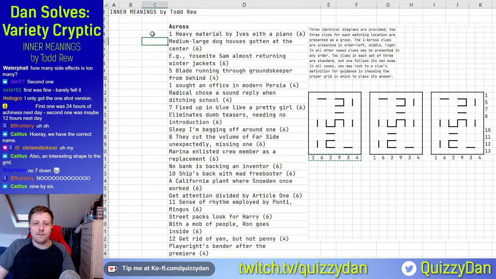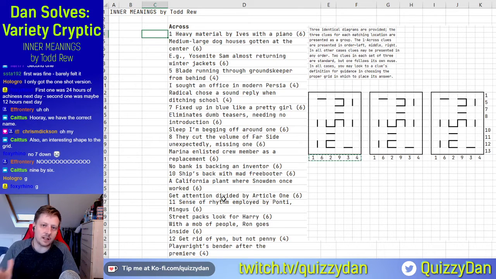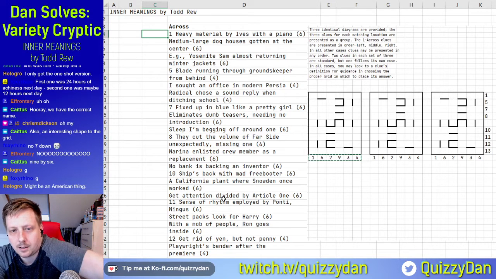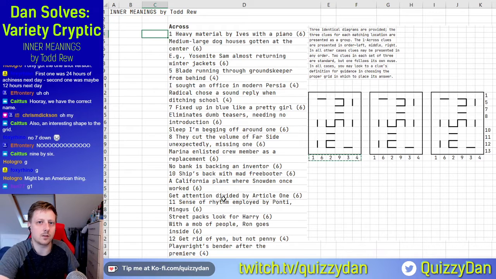1 across left, heavy material by Ives with a piano. Heavy material by Ives with a piano. Uh-oh. A piano is usually AP. So I've got an idea of what it might be based on the fact that a piano is probably AP.